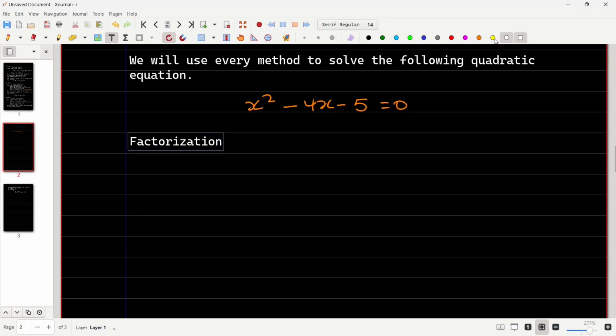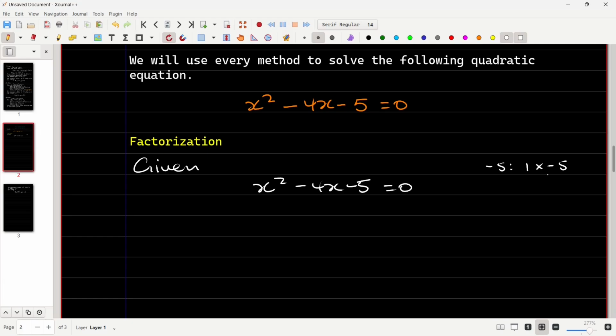Now you already did factorization and you know how to factorize a quadratic equation. So if you're given x squared minus 4x minus 5 equal to 0 and you're required to solve it, the first thing we want to do is try to factorize it. So we're going to get minus 5, and what we're looking at is 1 times minus 5, which will multiply to give me minus 5, which will add to give me negative 4. So then the factors are x plus 1 and x minus 5. All right, so that's equal to 0.